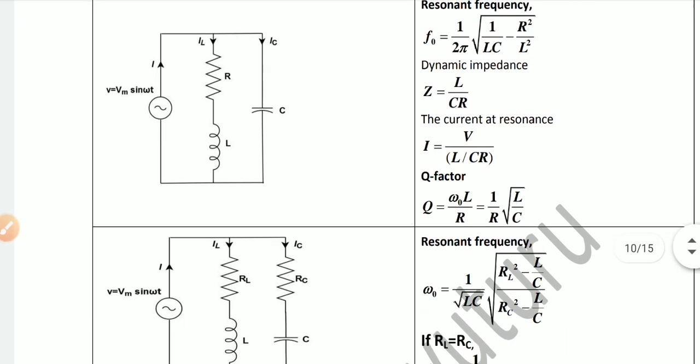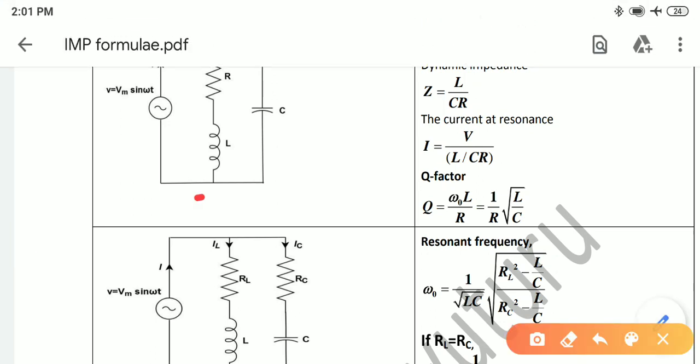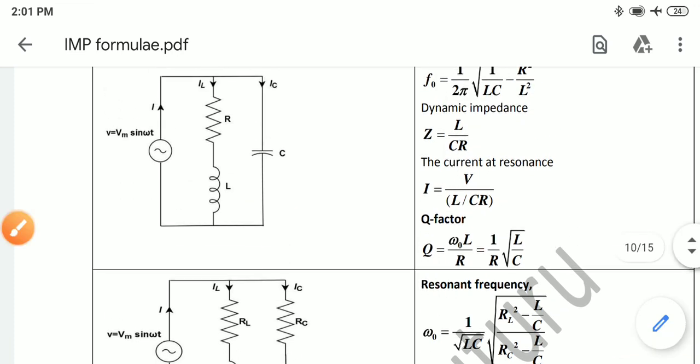And Q factor is Q equal to omega naught L by R, that is equal to 1 by R root L by C. So here there is no formula with omega C R. So we have only two formulas for this type of tank circuit. One is omega naught L by R, the other one is 1 by R root over L by C.